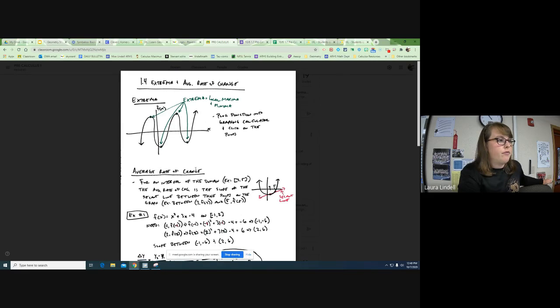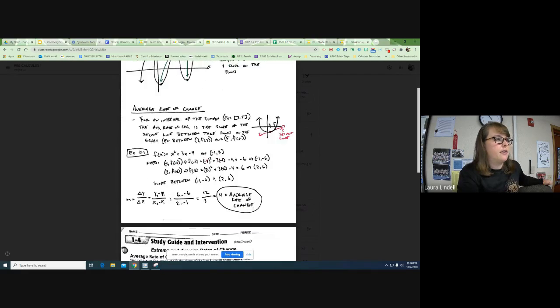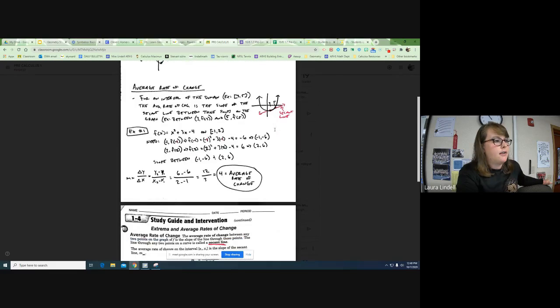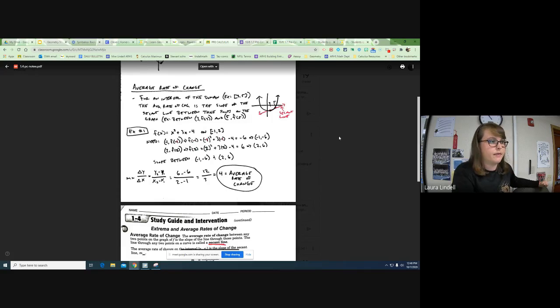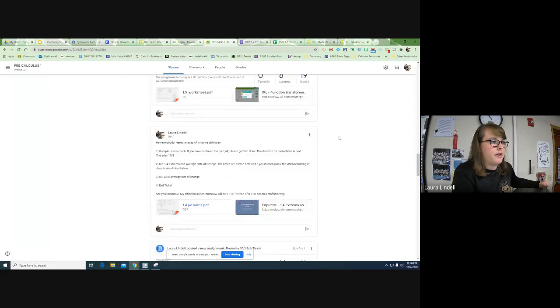And then average rate of change. So finding the slope of the line that goes between the 2 points on your interval. And that sort of thing. So if your interval is -1 to 2, you're finding the y value that goes with each of these x values, and then finding the slope between those 2 points for your average rate of change. That was everything from 1.4.